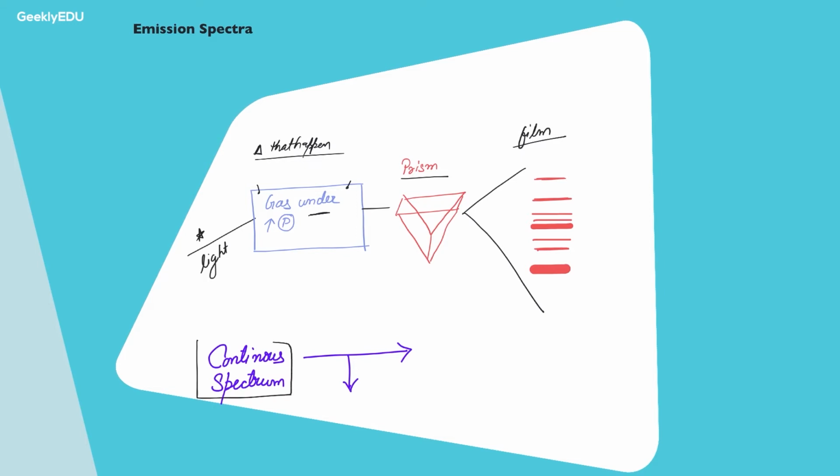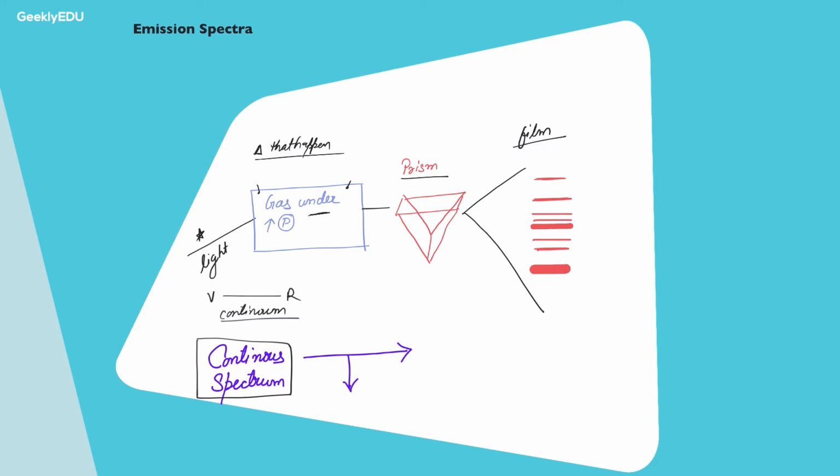Now what you see is, before it had passed through the gas chamber, it was a continuous spectrum. That means there's nothing missing, right? So if I talk in terms of colors, you see a continuum from V to R: violet, indigo, blue, green, yellow, orange, red. It's just an analogy to understand this. So you see a continuum from V to R.